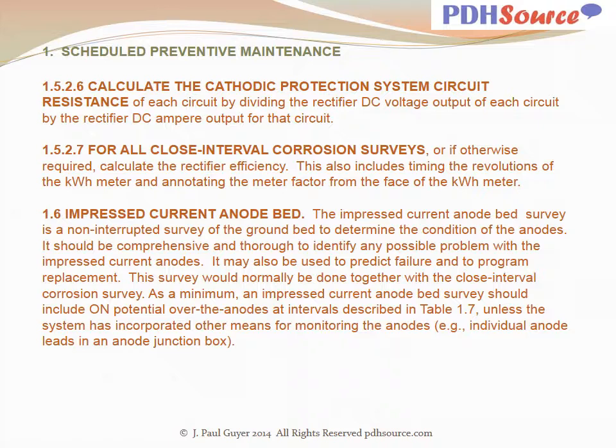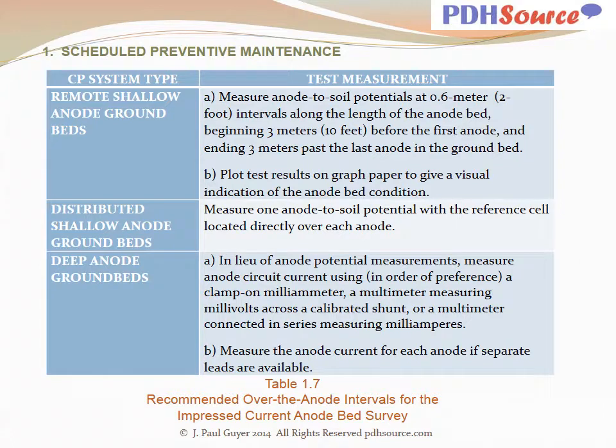As a minimum, an impressed current anode bed survey should include on potential over the anodes at intervals described in Table 1.7, unless the system has incorporated other means for monitoring the anodes, for example, individual anode leads in an anode junction box. Table 1.7 provides recommended over-the-anode intervals for the impressed current anode bed survey, for remote shallow anode ground beds, for distributed shallow anode ground beds, and for deep anode ground beds.